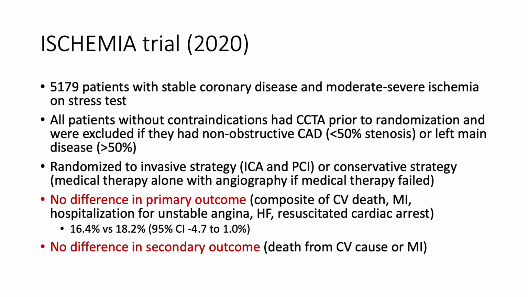They randomized patients to either an invasive strategy where they got coronary angiography and a PCI, or a conservative strategy where they got medical therapy alone with angiography if medical therapy failed. And they had no difference in their primary outcome, which was a composite of cardiovascular death, MI, hospitalization for unstable angina or heart failure, or resuscitated cardiac arrest. So a pretty big composite outcome, but there was no difference in either arm. And there was no difference in their secondary outcome either of death from cardiovascular cause or myocardial infarction.